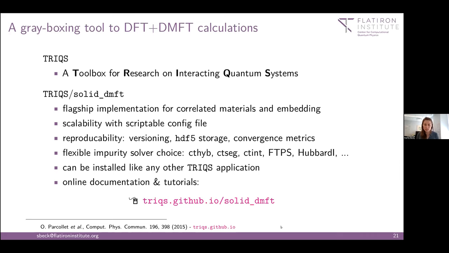solid_dmft is a TRIQS application, and a flagship implementation for ab initio DFT plus DMFT calculations. What we really put emphasis on is that this allows you to scale up the number of calculations using a scriptable config file. It allows reproducibility. We have versioning control. Everything, input and output, is stored in an HDF5 archive. We have convergence metrics. And it also has a flexible impurity solver choice.